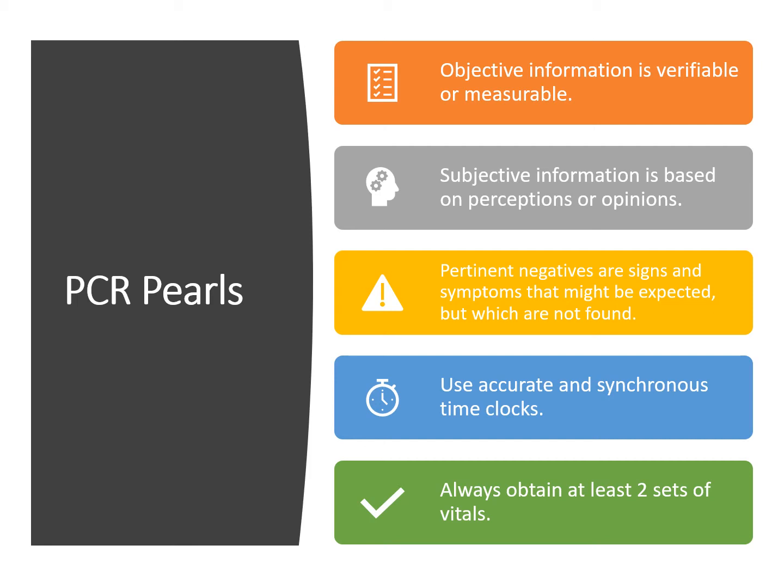Now, using accurate and synchronous time clocks is important for using appropriate times. If the computer dispatched you at 1400, but your watch is 10 minutes slow and you're typing in a manual time based on your watch, those times aren't going to match. Either you're documenting things before the call was even dispatched, or it makes it look like you were documenting very late. And always obtain at least 2 full sets of vital signs.